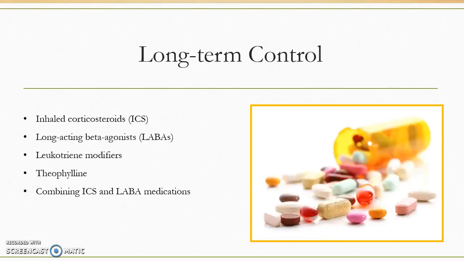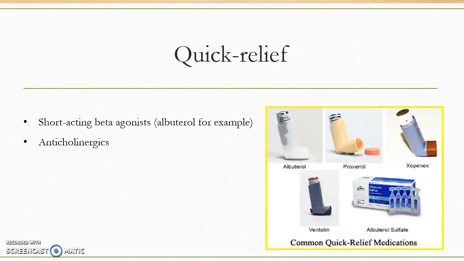For long-term control, there is inhaled corticosteroids, long-acting beta agonists, leukotriene modifiers, theophylline, and combining ICS and LABA medications. For quick relief, there is short-acting beta agonists such as albuterol and anticholinergics.